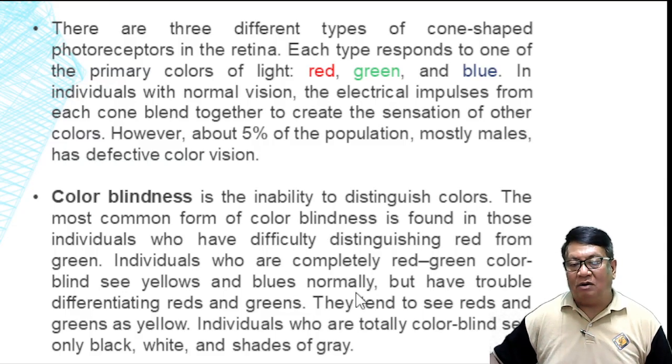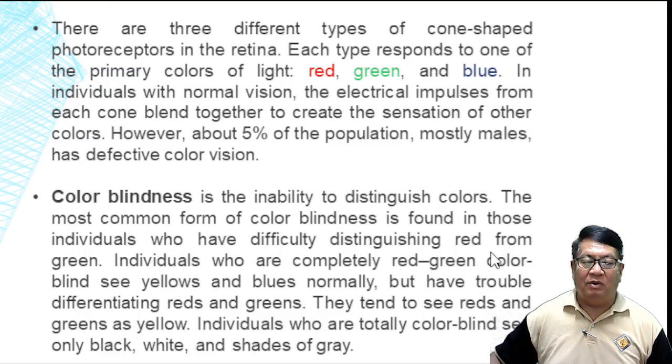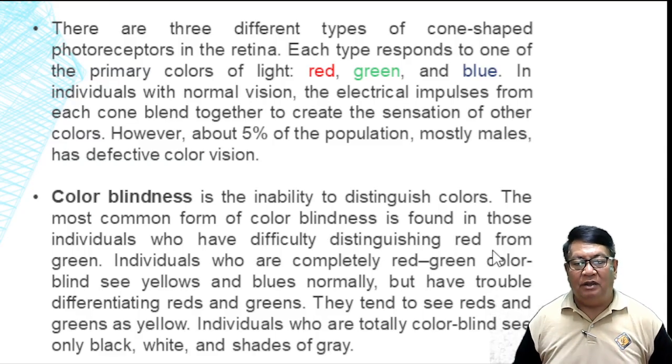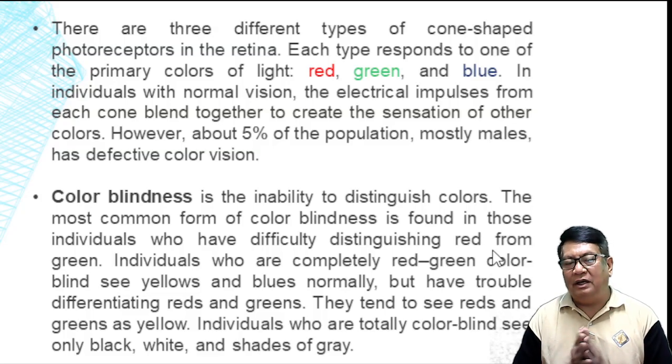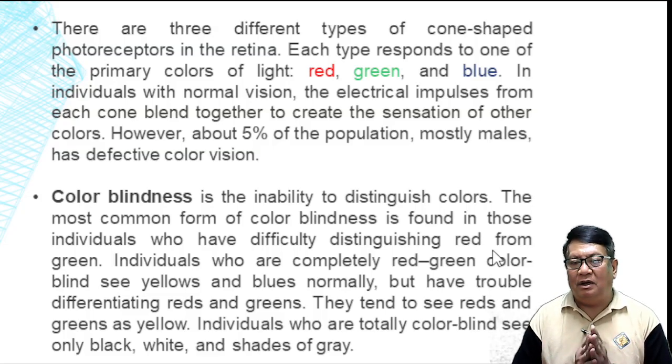Then we have color blindness. What is color blindness? It is the inability to distinguish colors. Meaning to say that if you are not so sure whether a color is red, green, or blue, then you might have some problems distinguishing colors, and you might have the problem of color blindness.